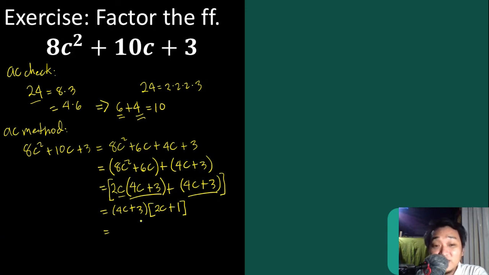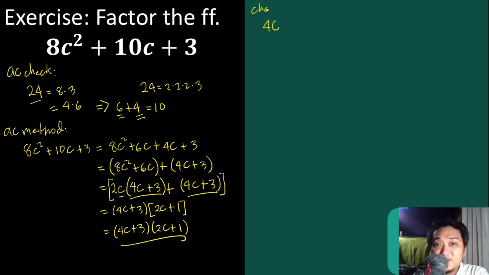So, ito na. Almost done na tayo. Ang gagawin na lang natin, papalitan na lang natin yung bracket. Gagawin na lang natin siyang parenthesis. 4c plus 3 times 2c plus 1. So, let us check kung tama yung ating naging factor. Naging factor natin ni 8c squared plus 10c plus 3. So, what we are going to do is to use the distributive property.